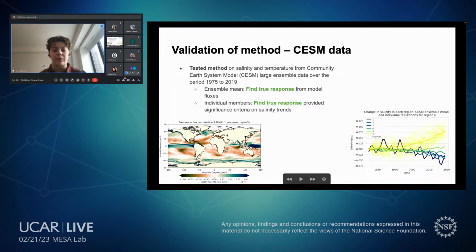And so for members that have a large enough signal to noise ratio, we are able to recover the true response. And for members that are dominated by internal variability, we can't see the forced response, and so we can't recover it. So what we find is that we are able to recover the true response for a subset of ensemble members, provided some significance criteria on salinity trends.